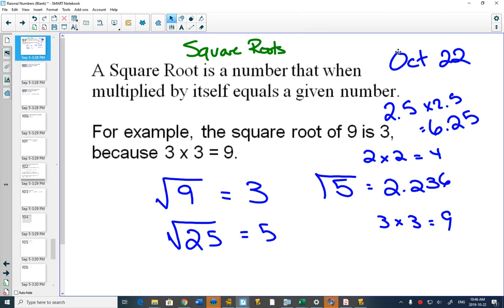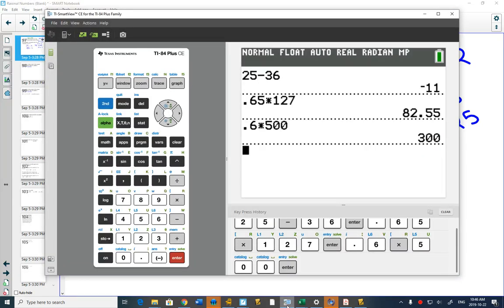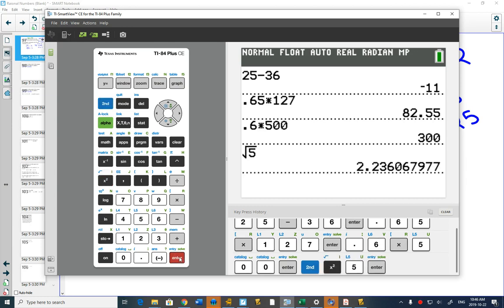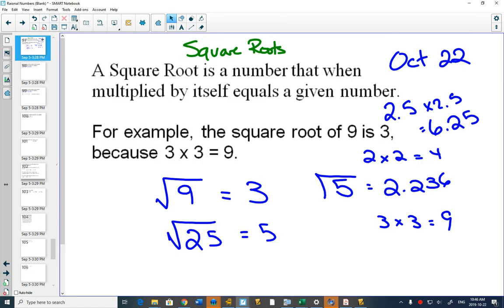I have 2.236. Let's see if my memory is still good. You can go to your calculator, square root sign, push 5, see how close I was. 2.236. Oh, I forgot the 0.067977, and it keeps on going forever. Whew. It's an irrational number. Remember when we talked about some square roots are irrational numbers? Not all of them, because square root of 9 simplifies to 3. That makes it a rational number, a natural number, a whole number, an integer.